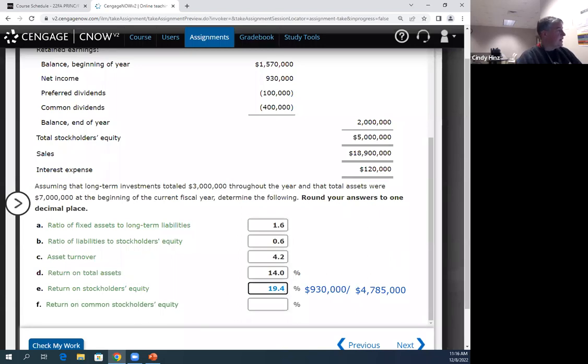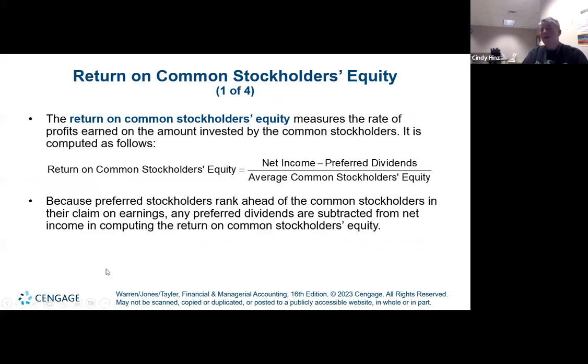The last piece then, any questions on that before we move on to part F? So the last calculation we have here is return on common stockholders' equity. And so not all companies have preferred stock. We learned about preferred stock in chapter 12. So that's also included on this exam that you're going to be taking in the next week.